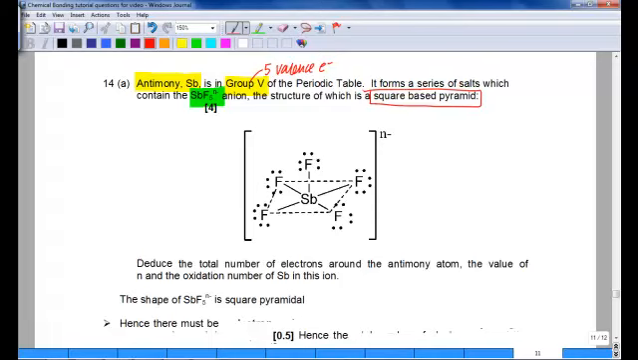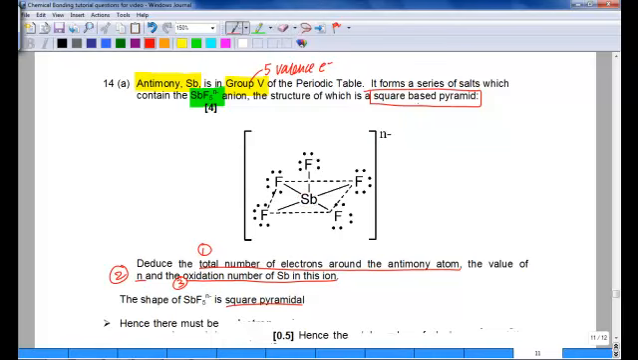Based on this structure, you are supposed to deduce, number 1, the total number of electrons around the antimony atom, number 2, the value of n, as well as the oxidation number of Sb in this ion. They tell us that it's square pyramidal. For usual questions, we are required to draw this ion, but now they draw the ion for us and expect us to find out n. So very simple, we just need to work backwards. How do you work backwards?